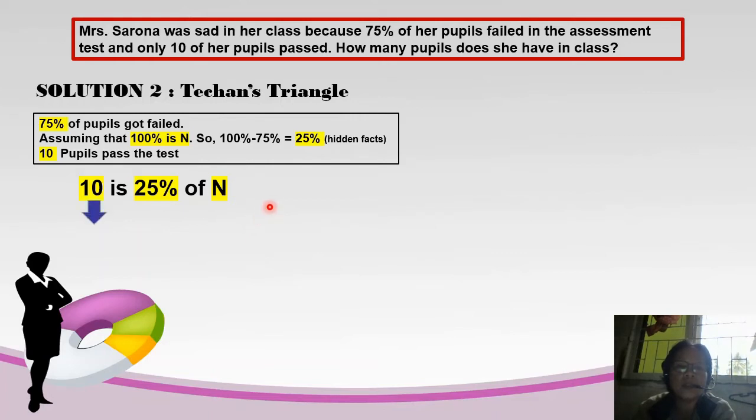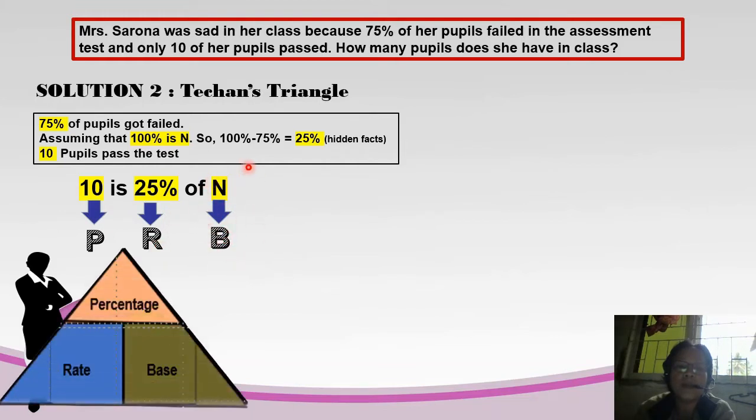Okay, so 10 represents the percentage, 25 stands for the rate, and n stands for the base. So you have there percentage 10 is 25%, which is the rate of n. So we're going to find out what is the value of n.